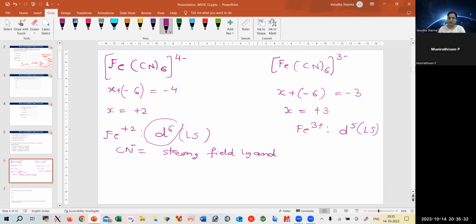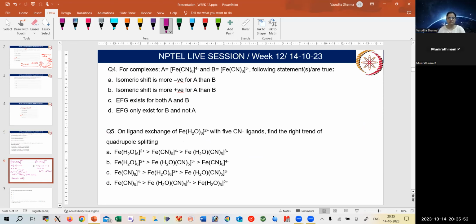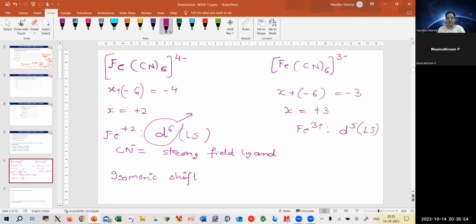More the number of d electrons, more would be the shielding effect, and therefore the delta value would be less negative. That means more positive. So isomeric shift, for what are the options? More positive we are talking about. So this is complex A, this is complex B. So isomeric shift for A is more positive compared to B.